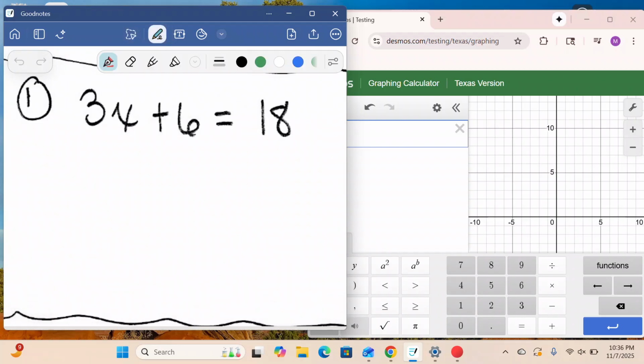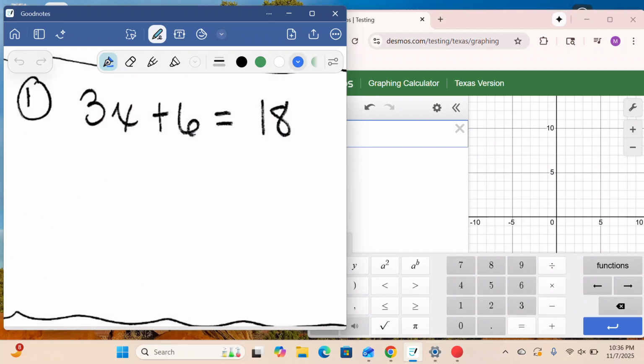So I'm going to start off with a blue ink. The way I handle equations is I always want to isolate the variable. So I always want to solve for the x, even though on the STAR test sometimes they give you answer choices of A, B, C, and D, and you're going to pick the best one. But I like to solve for the variable, the x value.